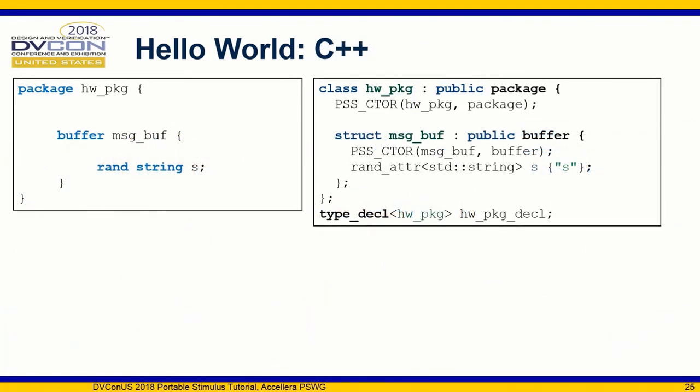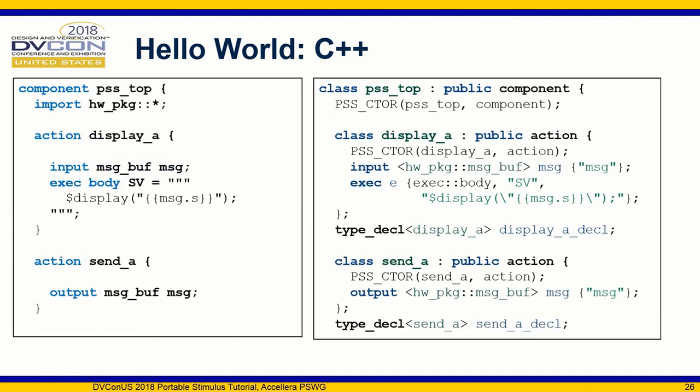We can also do this in C++, by the way. All the code that we just showed has a C++ counterpart to it. So we have a package, we have a buffer that we can specify, so there's a constructor in there. And then there's this type decl thing, which is basically a way of telling the tool that this thing exists as defined in C++, even though I didn't necessarily instantiate it in my model. Right? We have to be able to do that. Then we can also specify a component, which again has a constructor. We can specify actions, which has an input. We can define the exec block. And the same for the send action.